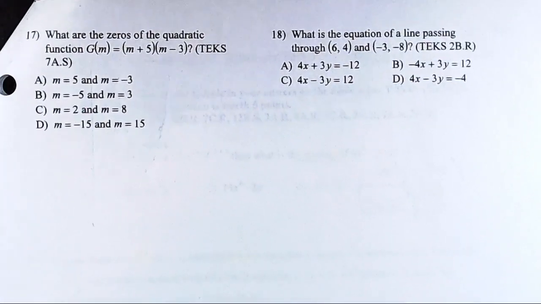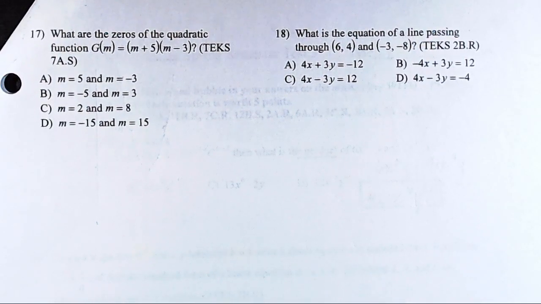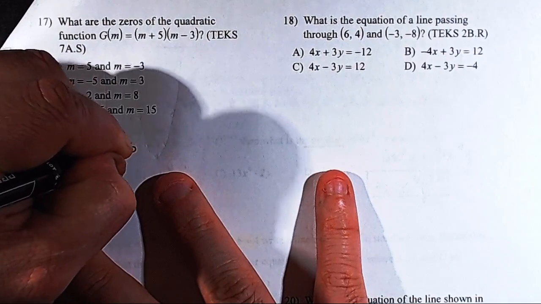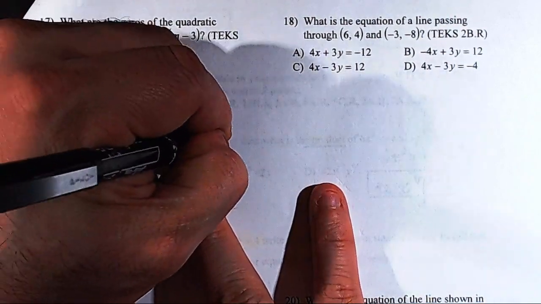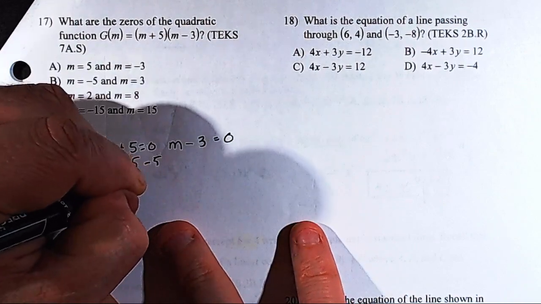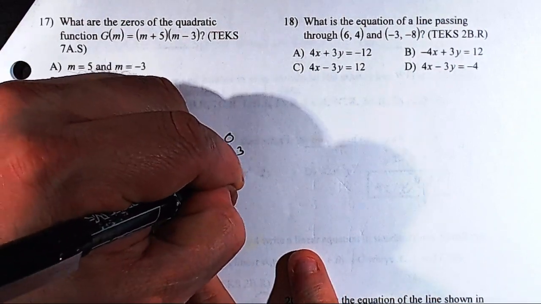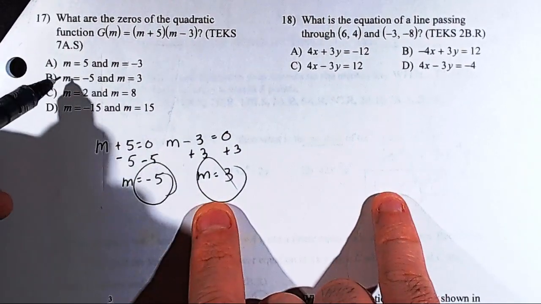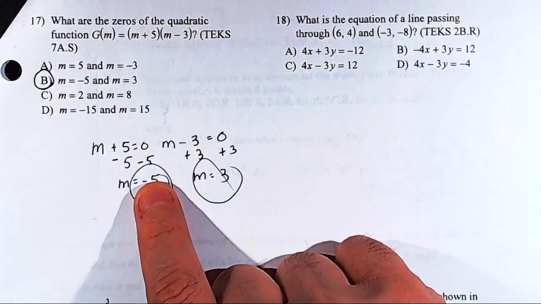Number 17. What are the zeros of the quadratic function g(m) = (m + 5)(m - 3)? Oh, this is very, very simple now. m + 5, m - 3. Set them equal to 0 and solve for m. m equals negative 5 and, adding 3, m equals 3. There they are. m equals negative 5 and m equals 3.